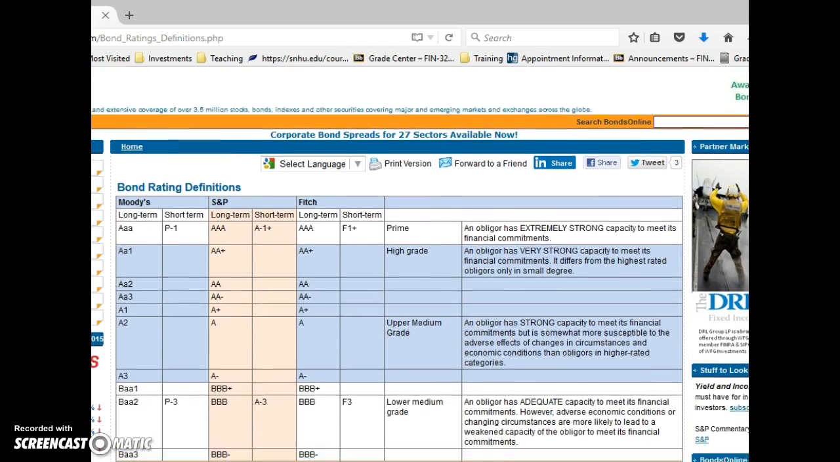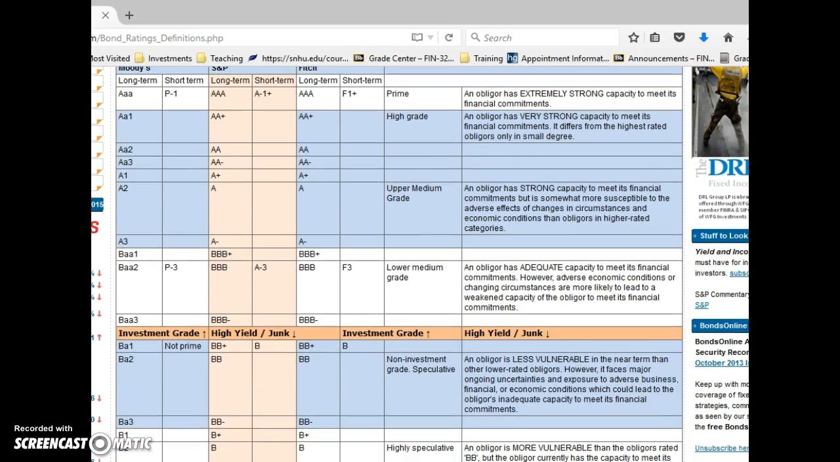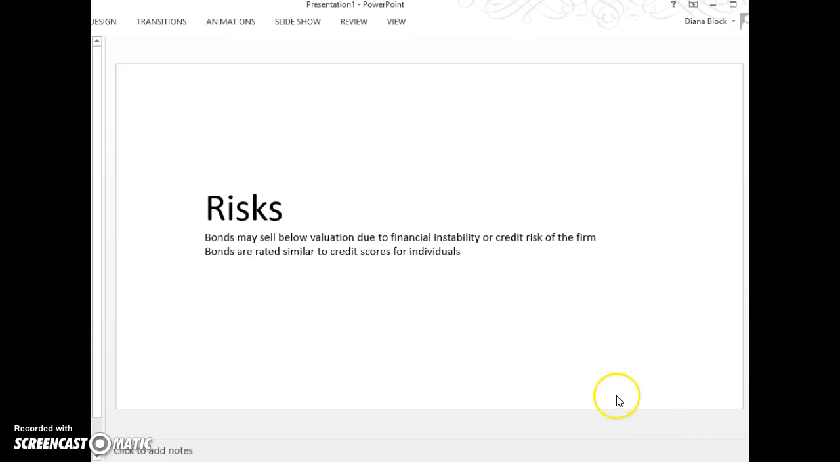So the calculations that we did for valuation are assuming that the company is actually able to make the coupon payments and actually able to make the principal payment at the end of the term. Based on that firm's credit rating, if they are a stronger financial risk, the bond could still sell for less than what we've calculated the price should be. So that is the risk that you want to keep in mind. This was just a short introduction to bonds.